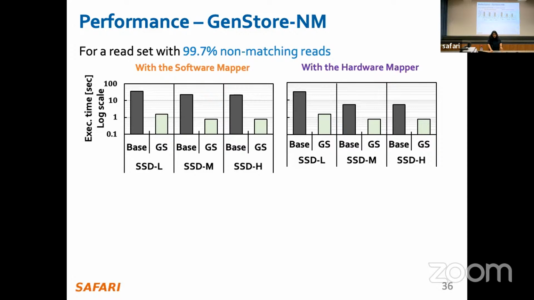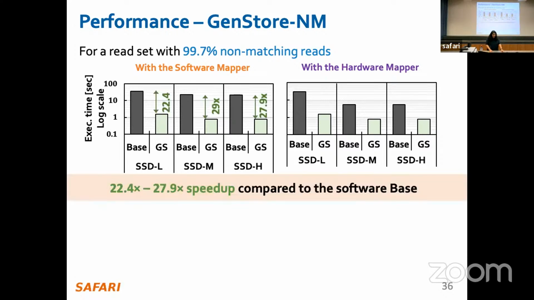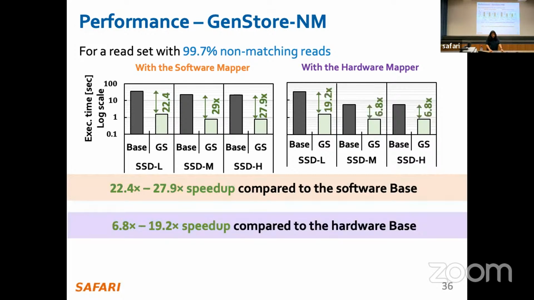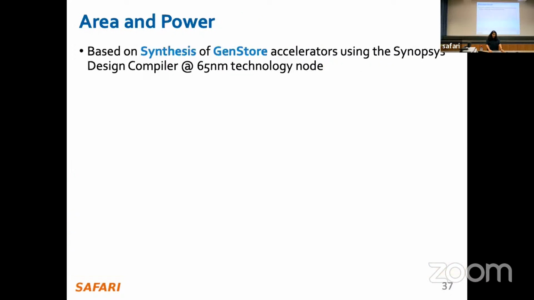So we analyzed the benefits of GenStore NM for a 12 gigabyte long read set with a very high degree of genetic variation compared to the reference genome, where more than 99% of the reads are being filtered. We also analyzed these results for different percentages of reads being filtered in the paper that you can check. So we show up to 27.9 times speed up compared to software baseline, and 19.2 times speed up compared to the hardware baseline, and an average 27.2 times energy reduction.